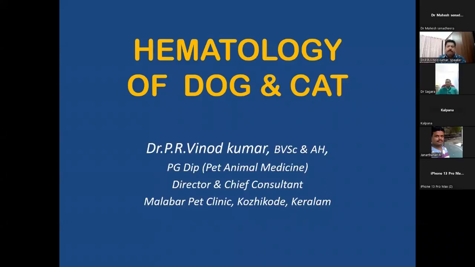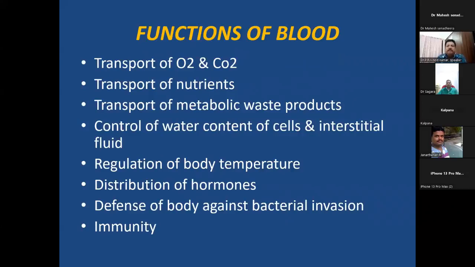So I have split the full portion into three: the hematology of dog and cat, blood biochemistry in the dog and cat and its interpretations, then urine biochemistry and its interpretations. Let us go to the first part, that is hematology of dog and cat. So let us say all these things are very basic things.